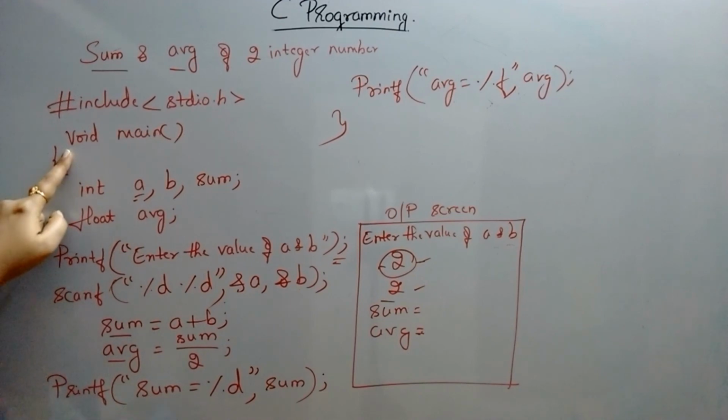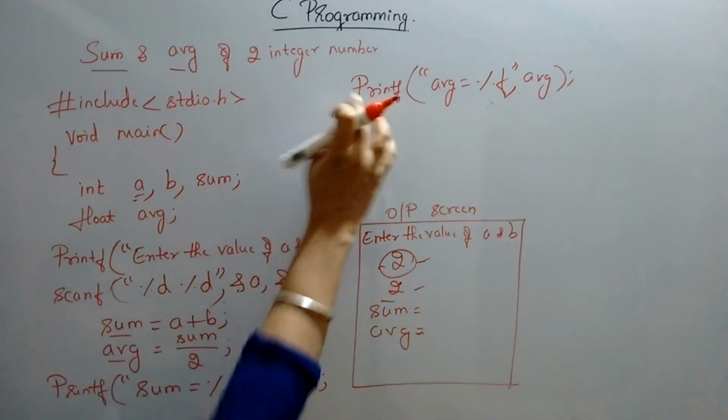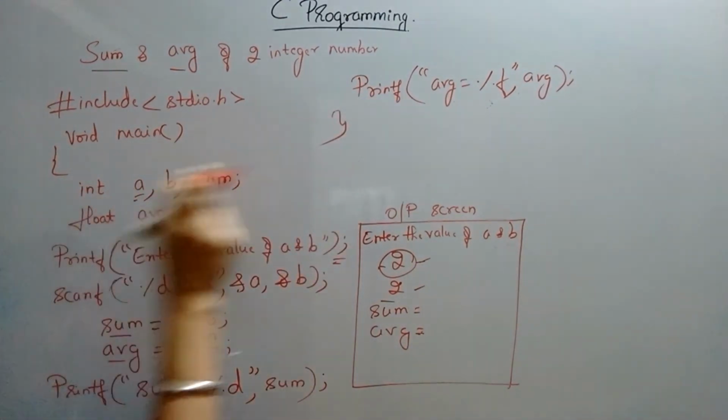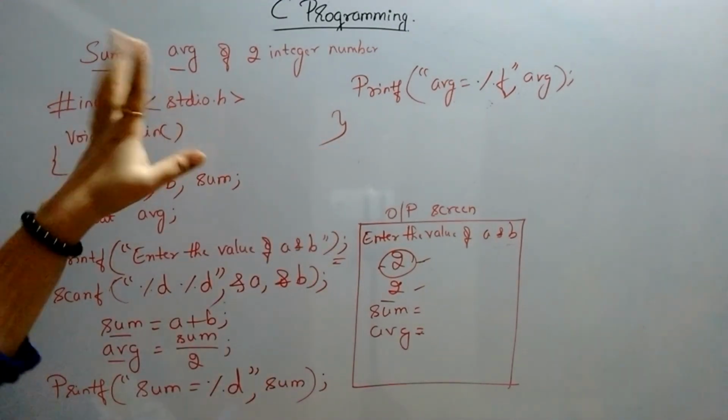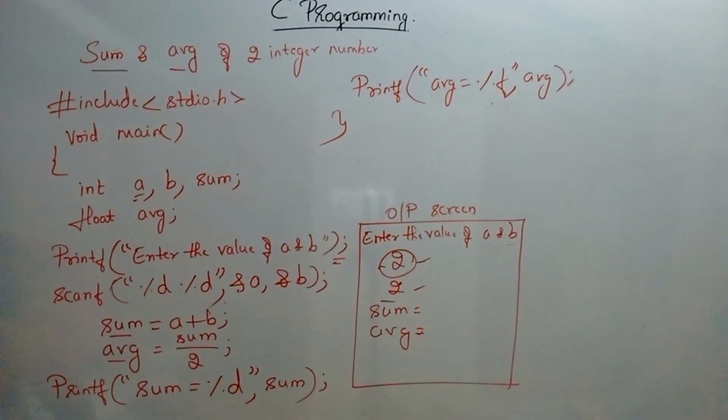Next, I am going to end this. Since I have used void main, no need to give any return value, right? I am going to end this program. This is how we write the program to calculate the sum and average of two integer numbers.